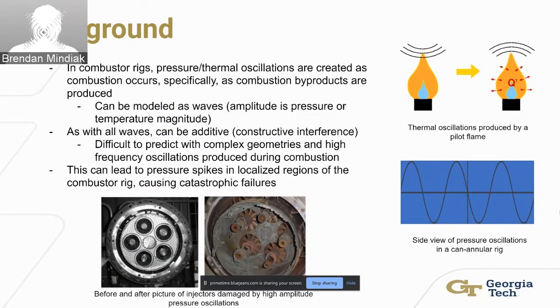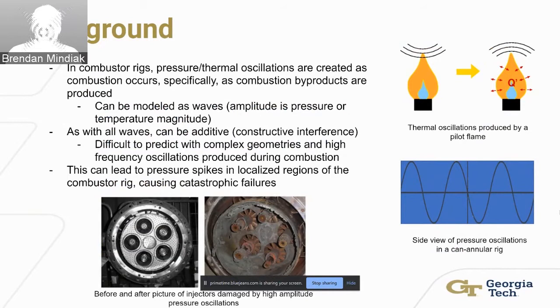And with modern combustor rigs, the geometries are too complex to be able to simplify it to a rectangle as I did in this image. In addition to the high frequency oscillations that we see for both pressure and temperature, it makes it difficult to predict where this constructive interference will occur and how it will move as a function of time. As a result of these additive waves, we can see spikes in the pressure and temperature at certain regions in the combustor, which can cause catastrophic failure.